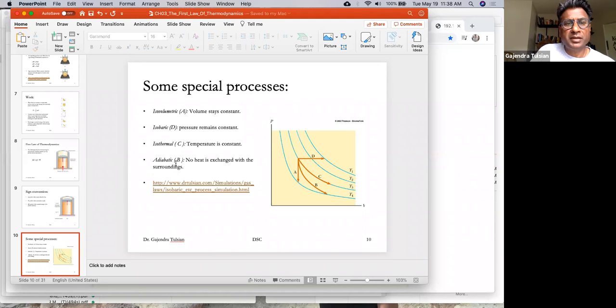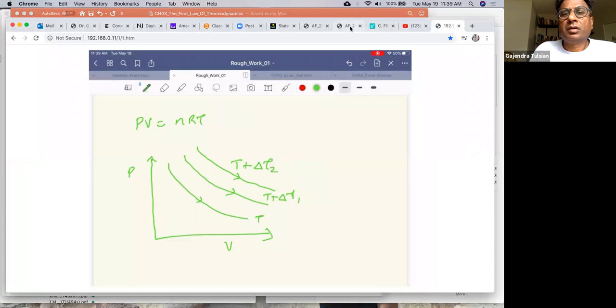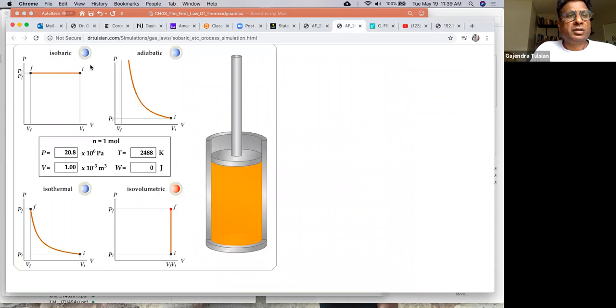And an adiabatic process is one where no heat is exchanged with the surroundings. This is an adiabatic process. If you do an adiabatic expansion, the gas will cool. And if you do an adiabatic compression, the gas will heat up. Okay, so let me show you some of these processes here. All right, so here's an isobaric process, an adiabatic process, isothermal process, isovolumetric process.